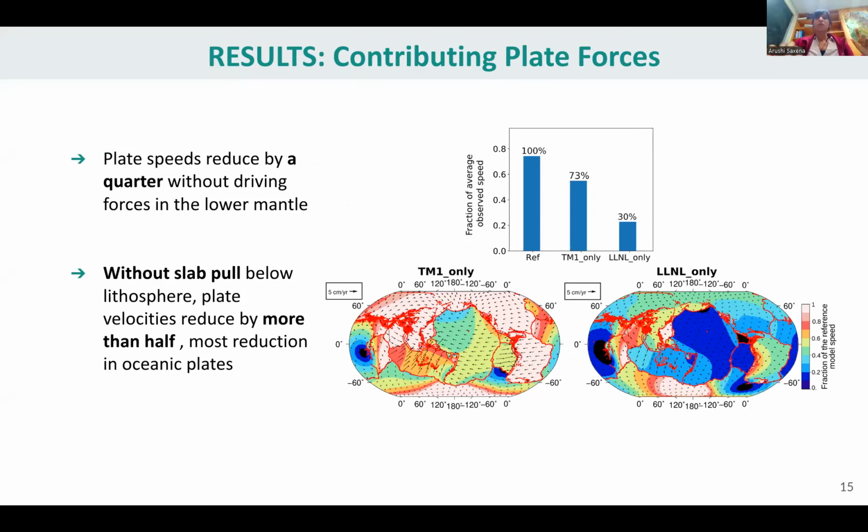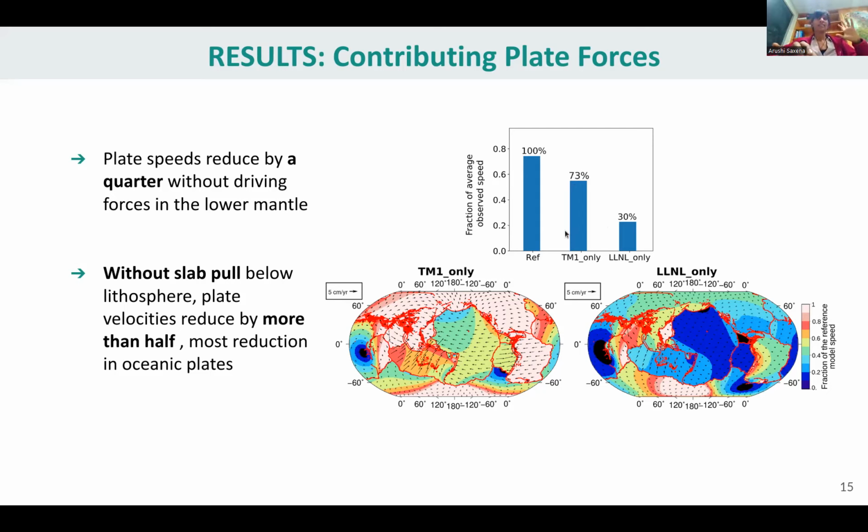So next, because we also want to look at the influence of upper mantle versus lower mantle, we isolate the effect of just the upper mantle, and that is the TM1 only model. What this shows is the fraction of the model speed with respect to the model which has both upper mantle and lower mantle. The pink or the hotter colors are the regions that have high velocities, and bluer colors are the regions that have low velocities. But what I want to stress here is that just with the heterogeneity in the upper mantle, we have about 73% of the modeled velocity compared to 100%, which has both upper mantle and lower mantle.